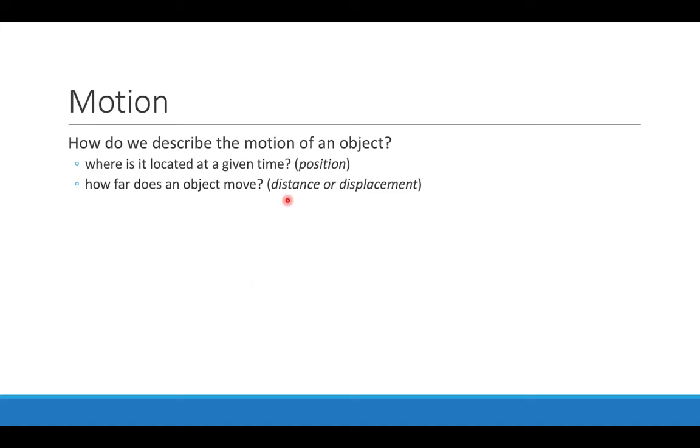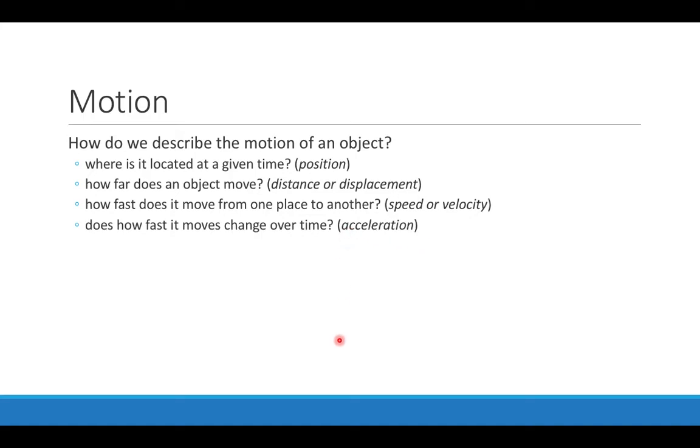But not only do we want to talk about distances, we also want to talk about something called displacement, which is different than distance, but they are kind of related to one another. So we'll talk a little bit about that. We'd like to know how fast an object is moving from one place to another, which would be described as the speed or the velocity. Again, these are similar to one another, but not exactly the same. And finally, we'd like to know, does how fast the object is moving change over time? And that's described as acceleration.